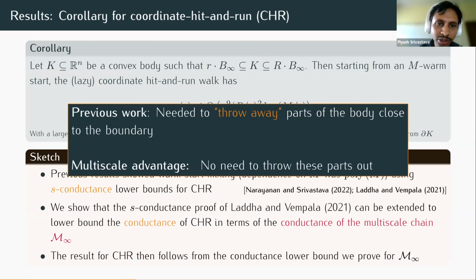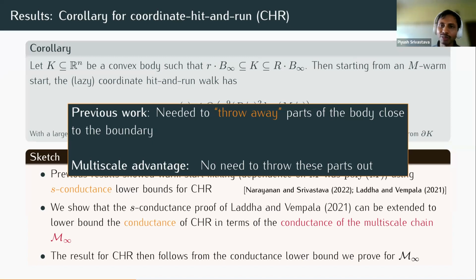Okay. So in one word, the advantage of this multiscale approach for coordinate comes from the polytope's conductance. It needs to throw away some parts of the body very close to the boundary. So we'll see what it means. It basically has to say some parts of the body are just incorrigible. We can't use them. We have to throw them away. And that causes this loss from log m to polylog m, to poly m.